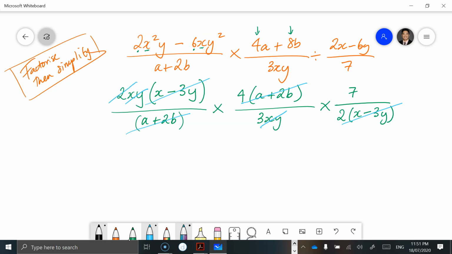We have a 2 on the top. We have a 2 at the bottom. They can cancel out. So what are we left with? We are left with 4 times 7 over 3. Which is 28 divided by 3, and you can leave it as an improper fraction. If the question asks you in mixed number, then we're looking at 9 and 1/3.